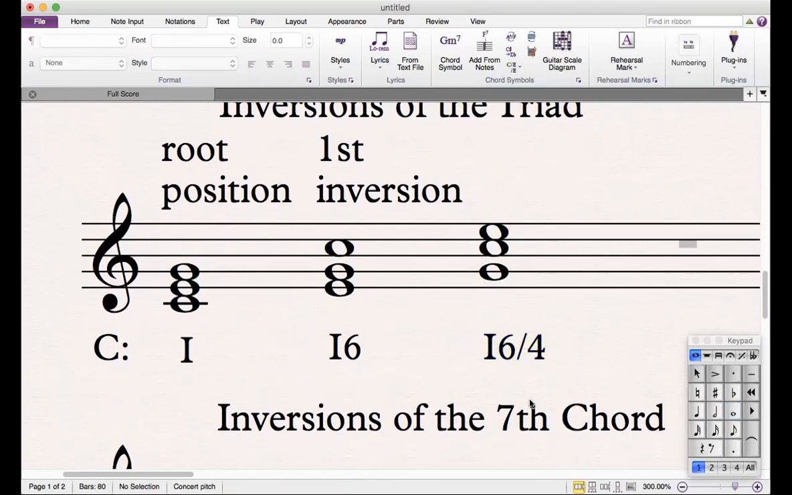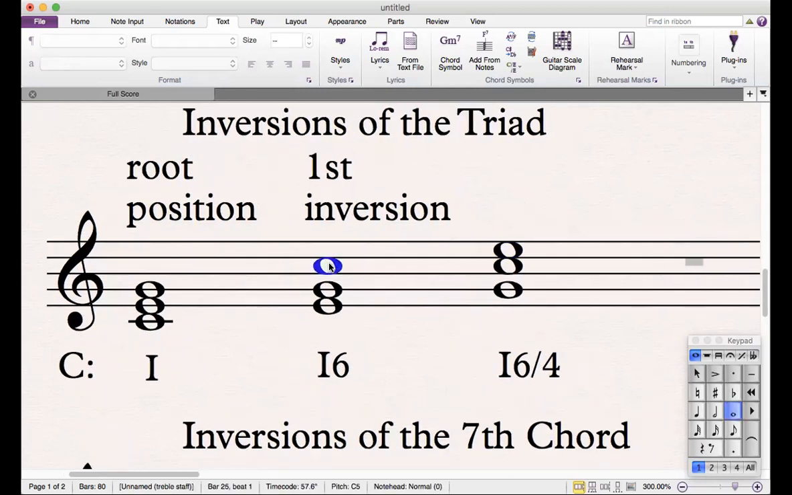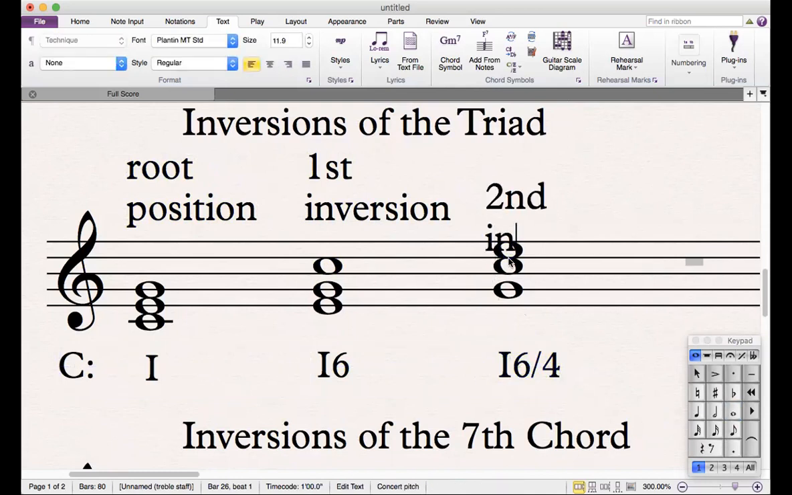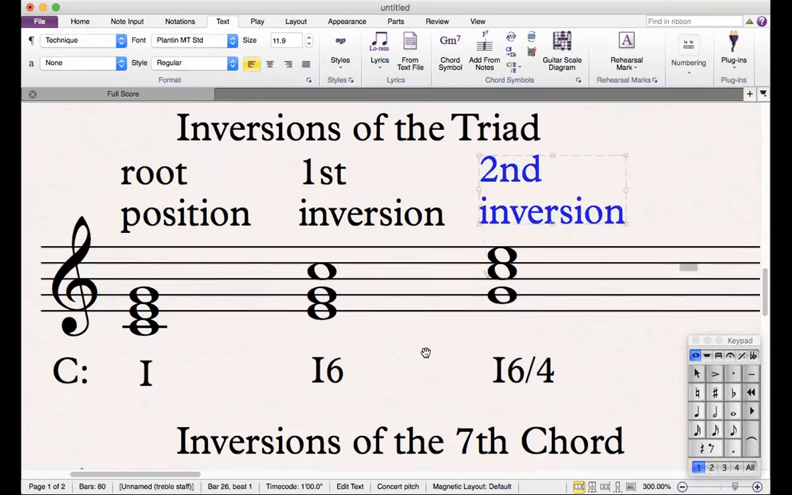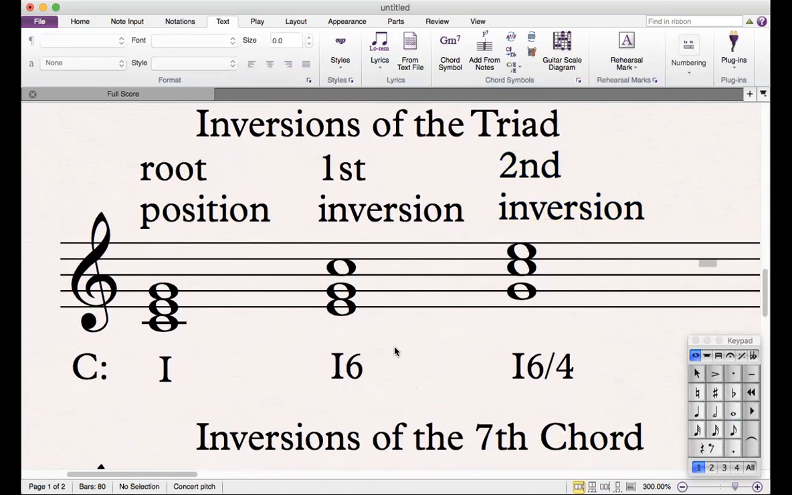Now, what are these numbers doing? Well, at first, you should just memorize it. Just know root position, first inversion, second inversion. Here's what we call them: 1, 1/6, 1/6/4. Okay, let me put this here, second inversion. Okay, but is there a reason for having these labels? Yes, absolutely. What we're doing is measuring the distance between the bottom note and the notes above it.